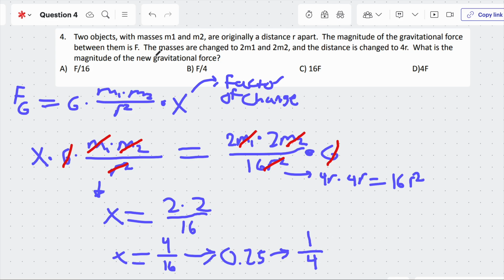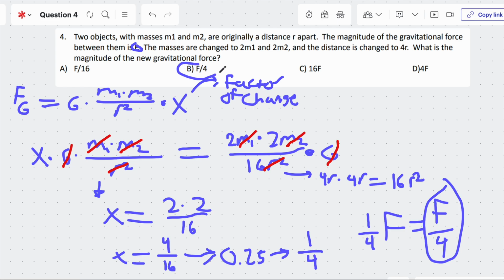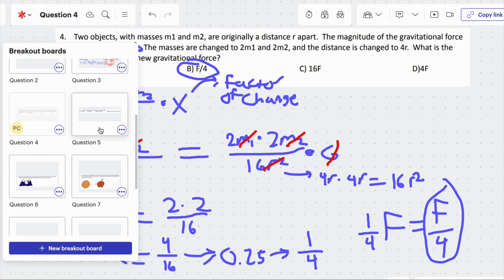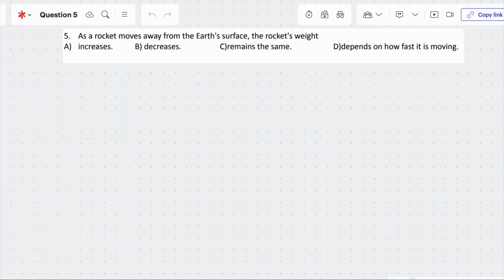And this factor of change is applying to our original force of F. I just completely covered that up. So we'd have 1/4 F, which would equal F over 4. That will be our answer, so B. Okay, on to the next one. Oh, hold up. Question 5. Nice.